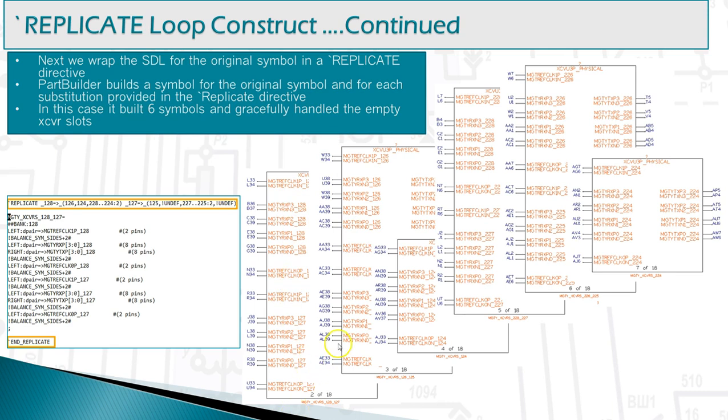So here's the original symbol. Then it built the one with the 126 and 125. Then we built the one with 124, which only had the top set of symbols. Then we did 228, 226, and we did 224. So just by taking the original SDL and wrapping it with this replicate, we end up with six symbols which are all the same, except they have the right pin names and the right pin numbers on them.